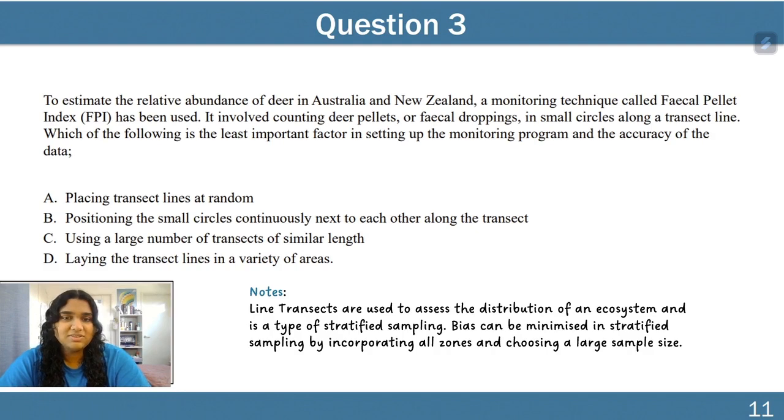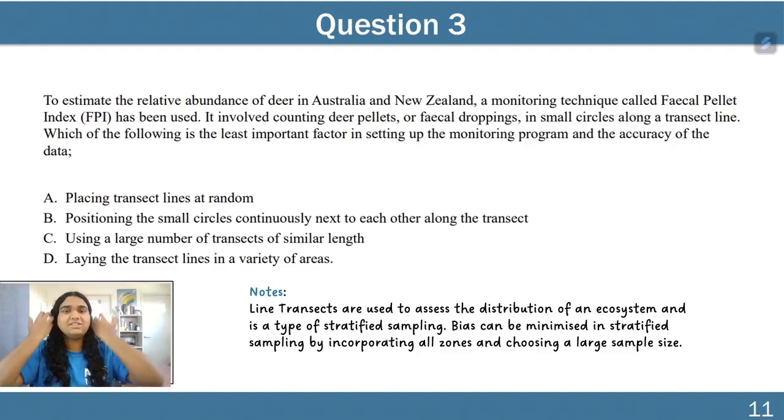Positioning the small circles continuously next to each other along the transect. Now, this one's kind of a hard one to get your head around, but line transects are purely just a line going through a particular area being studied. The purpose of a line transect isn't to gather insight into the number of organisms in the area. It's not an abundance study, it's a distribution study.